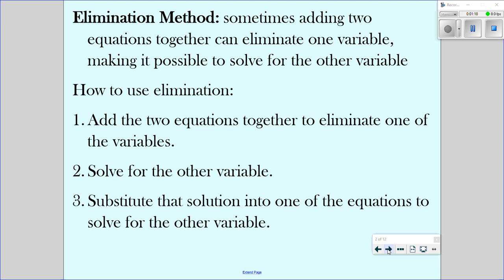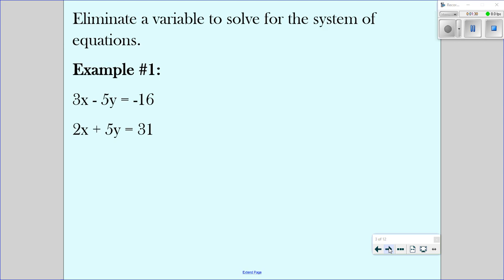With all the words, this may sound confusing, but when we apply it by actually solving for the two variables, then you'll understand where the steps are coming from. All right, so we're going to do our first example. We have two equations, and then we have two variables that we need to solve for, x and y.